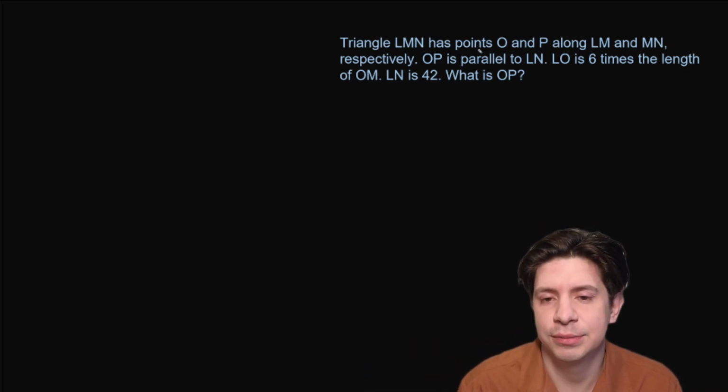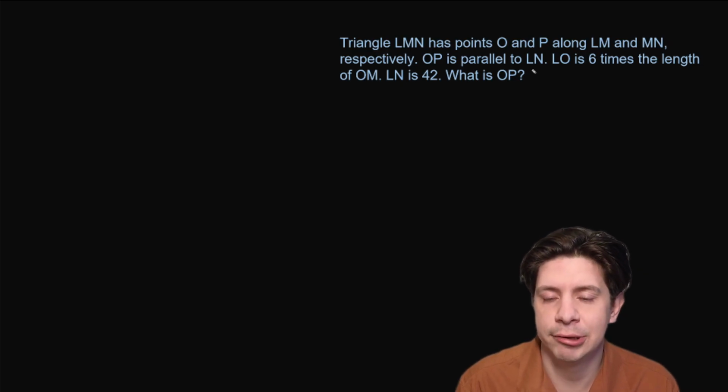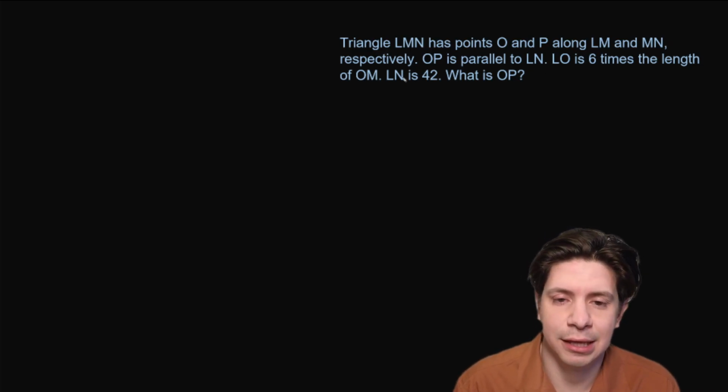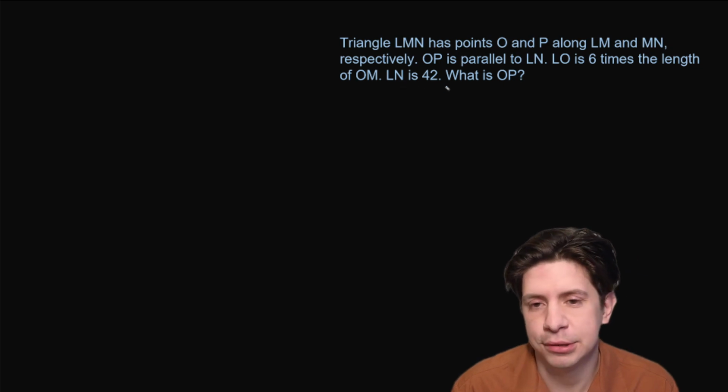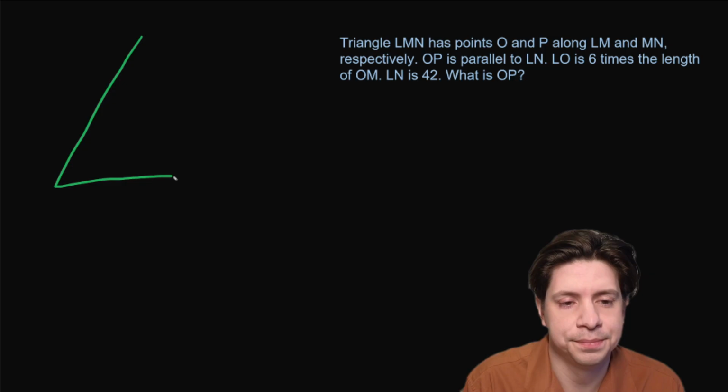Triangle LMN has points O and P along LM and MN respectively. OP is parallel to LN. LO is 6 times the length of OM. LN is 42. What is OP? So I think the hardest part of this question is drawing it out. So let's start with that.